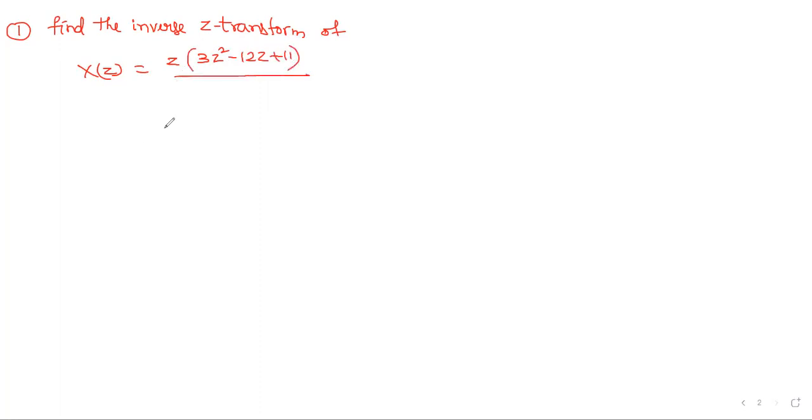First, I will write one question. Find the inverse Z transform of X of z is equal to z into 3z square minus 12z plus 11, divided by z minus 1 into z minus 2 into z minus 3, for the following ROCs.